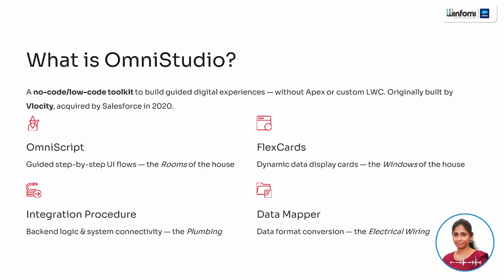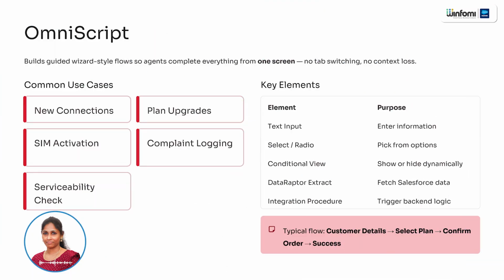Now we'll deep dive into each component. The first and most visible component of OmniStudio is OmniScript. So, what is OmniScript in simple terms? It lets you build guided step-by-step flows like a wizard. Instead of an agent opening 5 different screens, switching between multiple tabs, and manually copying data, OmniScript puts everything in one single guided journey. Let's imagine a customer calls a telecom support center saying, I want to activate a SIM card.